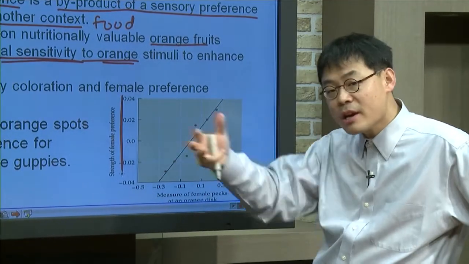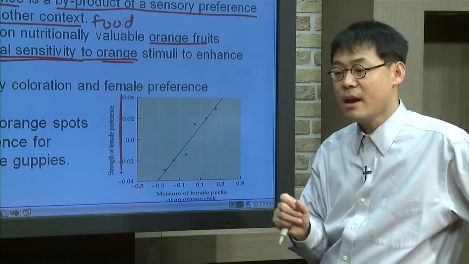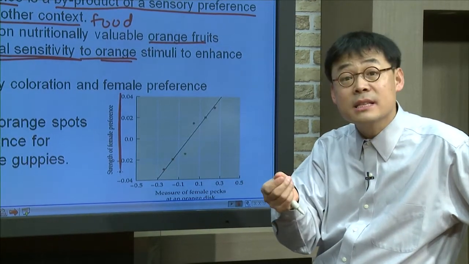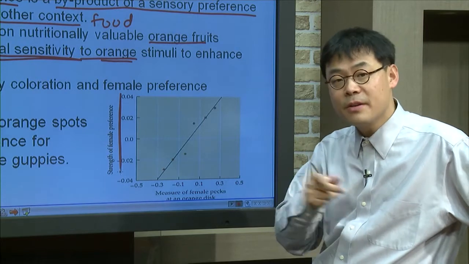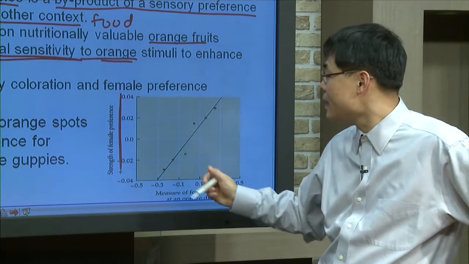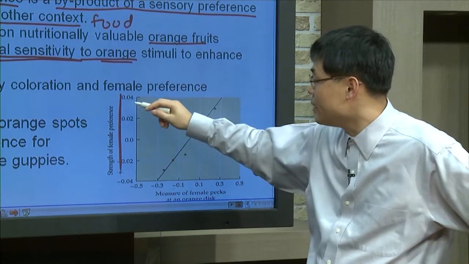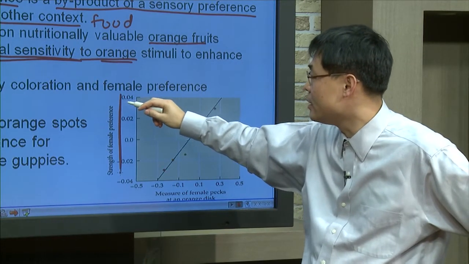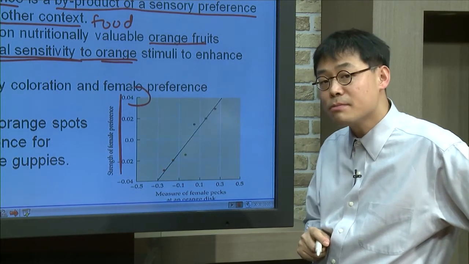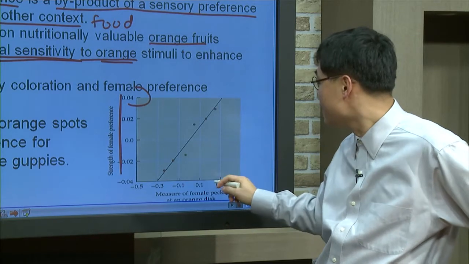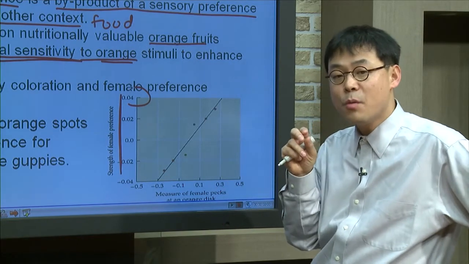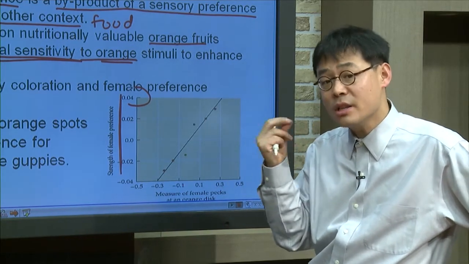Then you take out the females, put them in the tank, and then you give some small discs of various colors. And then if you have females from populations with a high strength of female preference for the orange color, then they bite more at the orange disc.